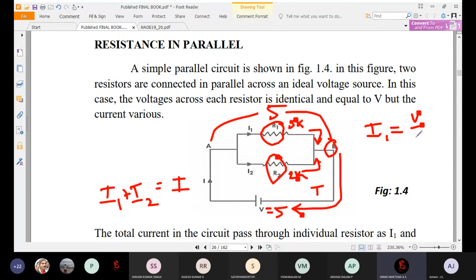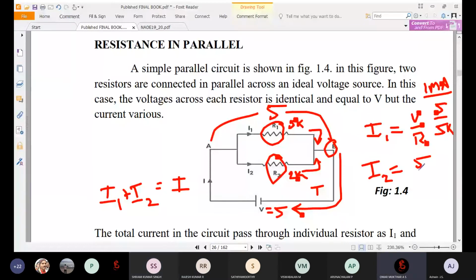So V by R1. R1 is 5K, that is 5,000. So it is 5 by 5K, which gives 1 milliamp, that is 0.001 ampere. And what about I2? I2 is 5 by 2K, which is 2.5 milliamps, 0.0025 ampere. So I1 plus I2 will be 3.5 milliamps.